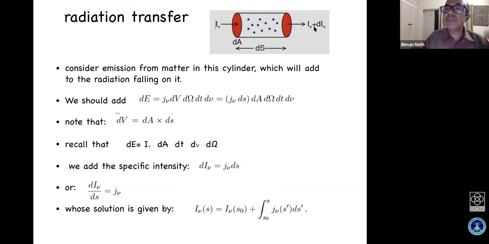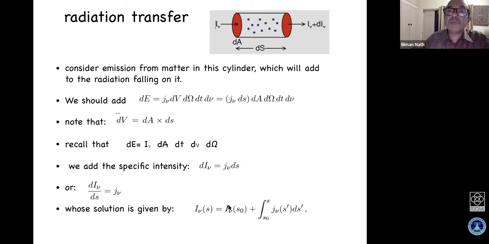So this dΩ ν, the extra radiation that I'll be getting from this volume, will be nothing but j_ν times ds. Because you see, if you compare this with this, this is the addition, and so instead of I_ν, I'll have a quantity which is I_ν plus this. So this is what is added. Or I can write it as a differential equation.